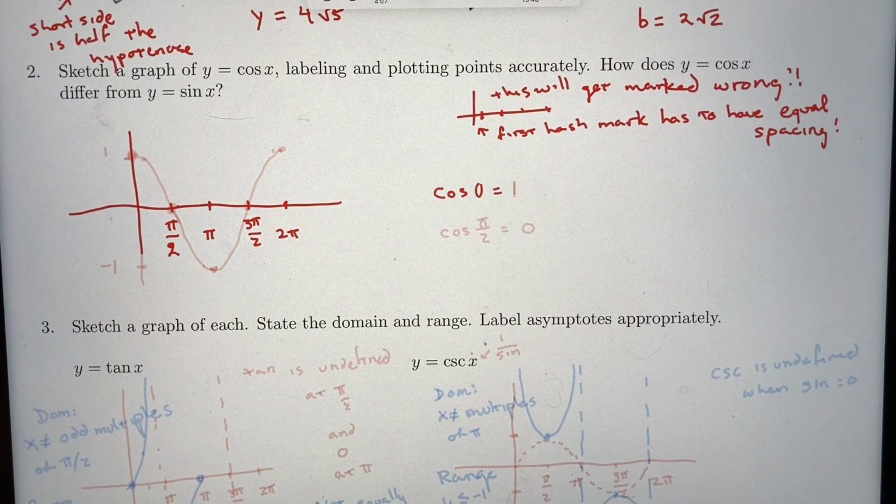Cosine doesn't start at 0. Cosine starts at 1. And then cosine of pi over 2, the x coordinate of pi over 2, is 0. So this, unlike sine, starts out at a height of 1, goes down to a height of -1. Make sure that those are equally spaced.